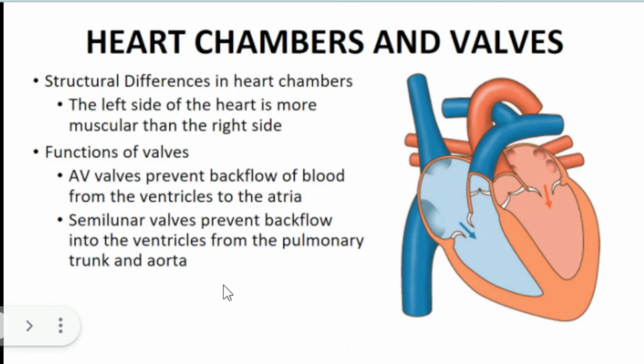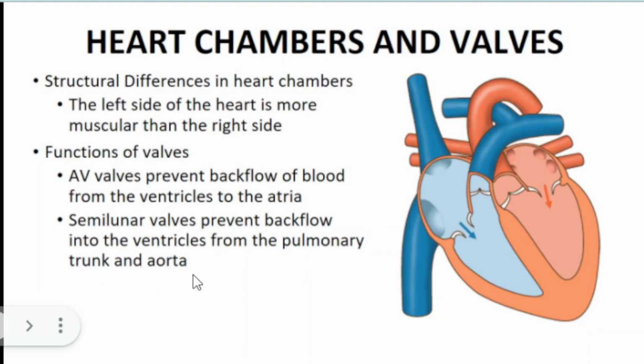Now, when we talk about the heart chambers, nabanggit ko kanina, there is a difference in terms of the left and the right side. As mentioned, the left side is more muscular compared to the right side. Thus, the left side creates more pressure. There is a greater contraction, greater force created by your left side. Also, the function of the valves, I've also mentioned it. They prevent backflow of blood, no? Specifically, your AV valve, prevent backflow of blood from the ventricles, hindi pwedeng bumalik ng atria. And your semilunar valves also prevent backflow of blood, hindi pwedeng bumalik kay ventricles after na niyang pumunta kay pulmonary trunk or kay aorta.